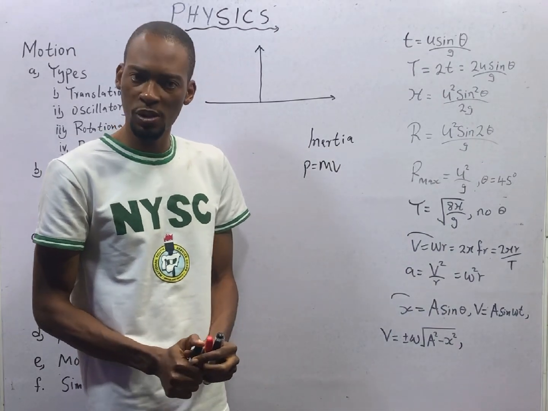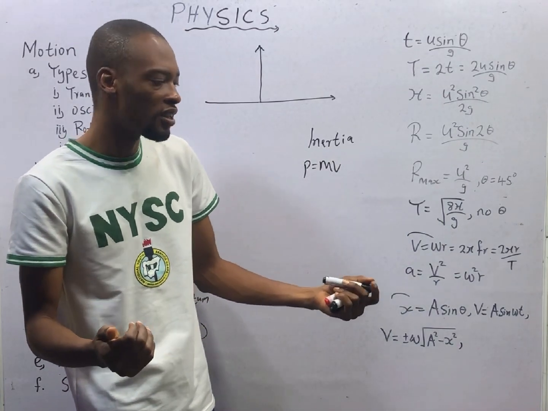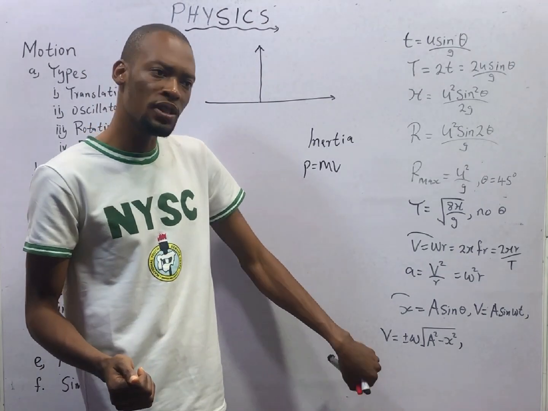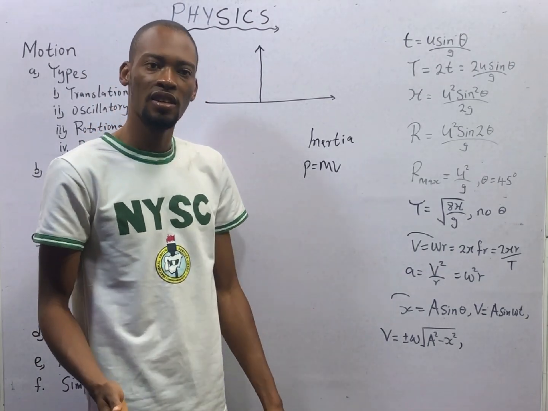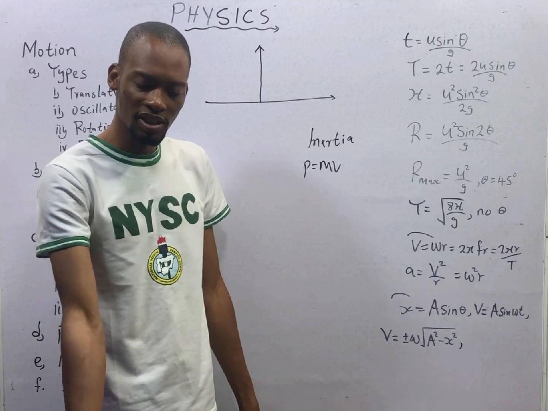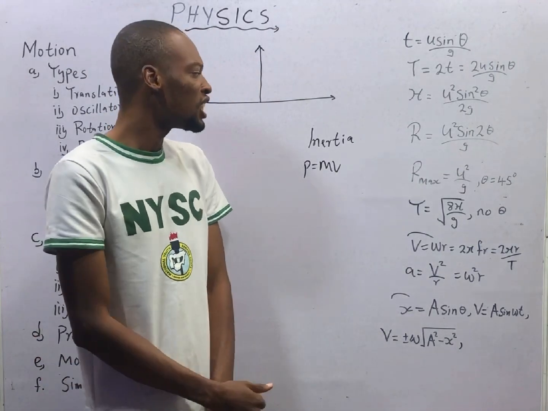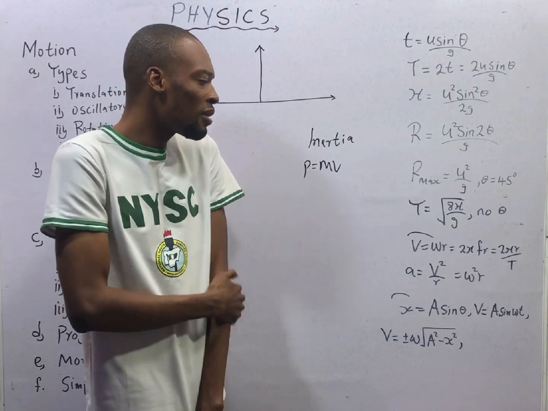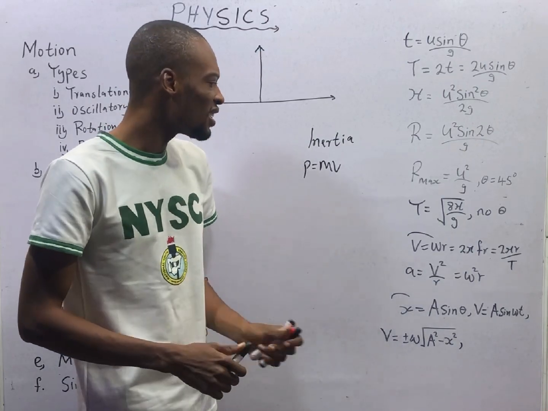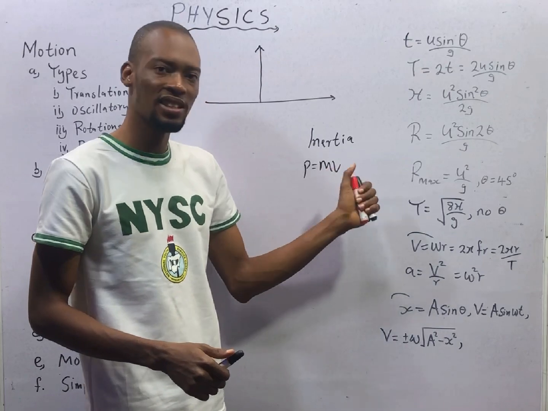You look at a very heavy trailer. A very heavy trailer, if it hits this wall with a particular speed, and a child 10 years old hits the wall with the same velocity, you will notice that the trailer will cause more damage than the boy. Why? It has more momentum. Mass times velocity.